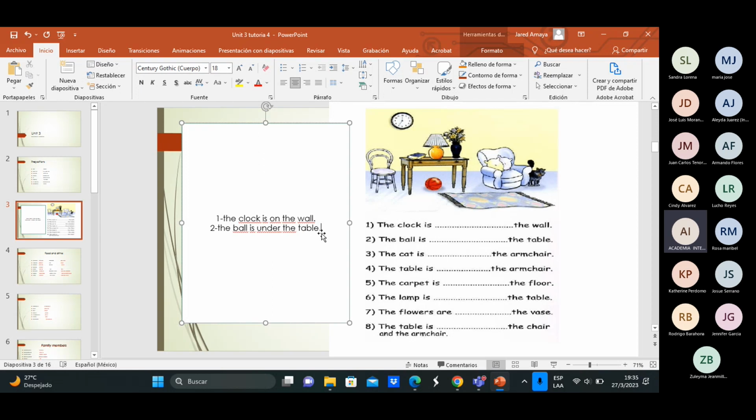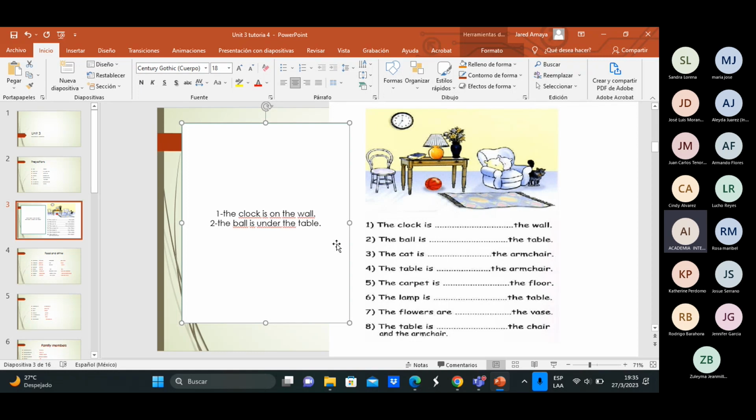That's correct. Now, why is it under the table? Because under means debajo de. Entonces, obviamente está debajo, ¿verdad? Pero podríamos elaborar otra oración según la imagen. Podríamos decir, the ball is under the table, but at the same time, according to the image, it is behind the floor. Está como detrás de la alfombra. Si se fijan, de acuerdo a la imagen, podría ser, pero no es el caso. Ahora solo estamos haciendo las que están aquí.